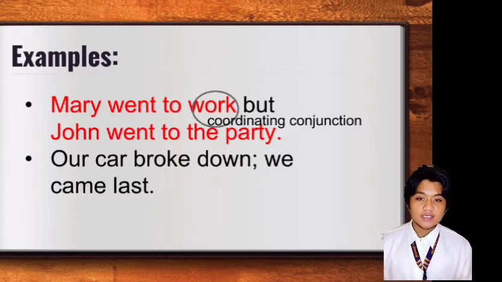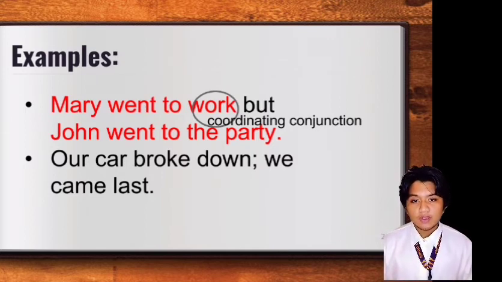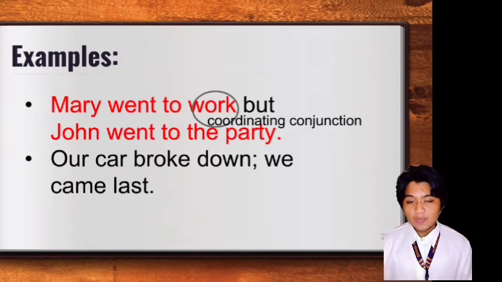Now, the second sentence is somewhat more difficult because it is conjoined by a semicolon: Our car broke down; we came last. Now, there is a pattern in forming a compound sentence. It is a bit easy yet hard to execute. So the pattern is: independent clause, coordinating conjunction, and another independent clause.